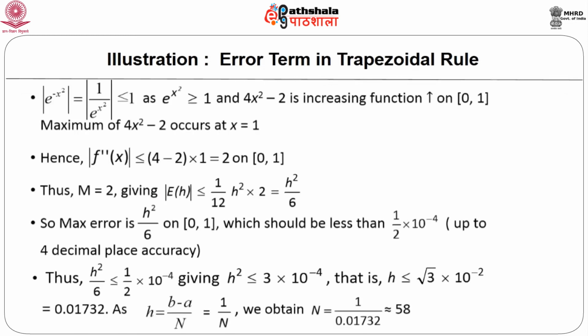Now, e raised to minus x square is 1 upon e raised to x square, which is less than or equal to 1 on the interval 0 to 1, we know it. And 4x square minus 2 is an increasing function, it increases as x increases. So the maximum value will occur at x equal to 1, and there the value of 4x square minus 2 is 4 minus 2, that is 2.